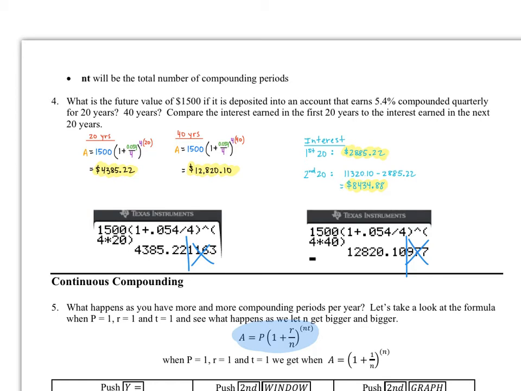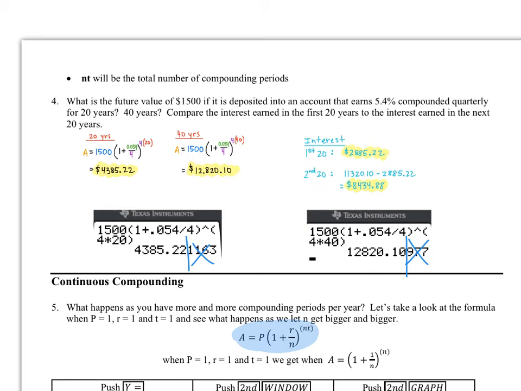All right, so then we need to talk about interest. Well, how much interest did we earn on the first 20 years? Well, we take our amount of $4,385.22, and we simply subtract $1,500 from it, and that's where we get our answer here. But what about the second 20 years?